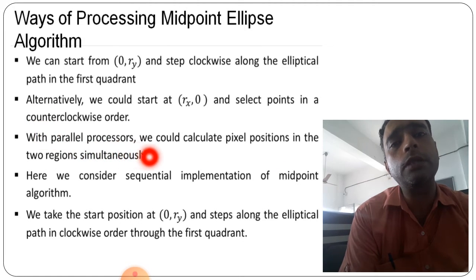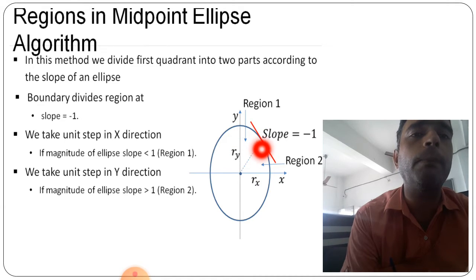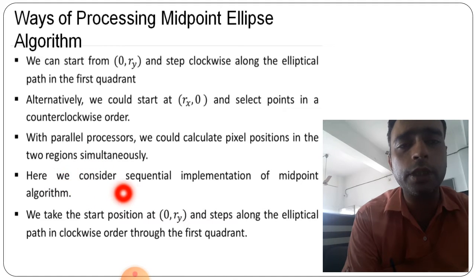With the parallel processors we could calculate the pixel position in the two regions simultaneously. मतलब क्या होगा, यहाँ से भी स्टार्ट करना है और यहाँ से भी स्टार्ट करना है, तो दोनों साइड से मतलब यहाँ पे आके कंप्लीट हो जाएगा. तो फाइनली साइमल्टेनियसली साथ में करेंगे तो थोड़ा जल्दी हमको सारे पॉइंट्स मिल जाएंगे.